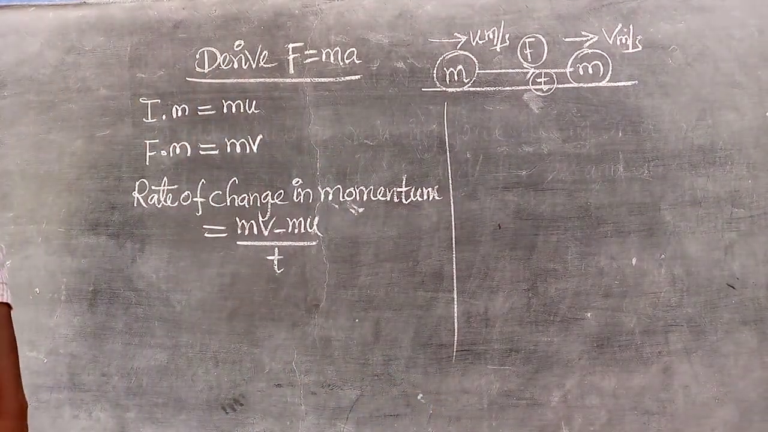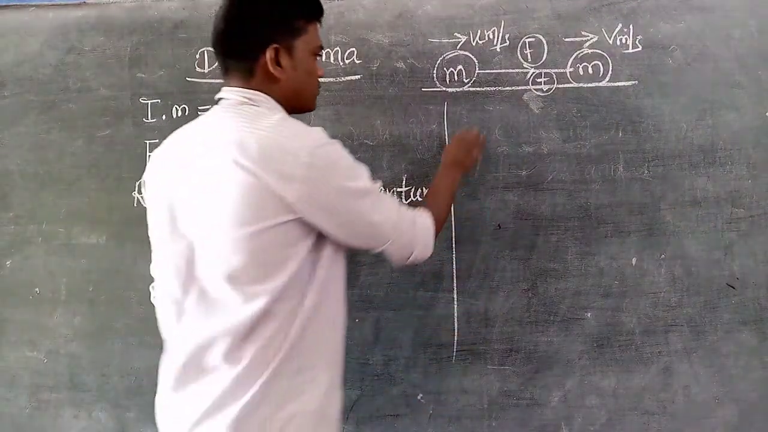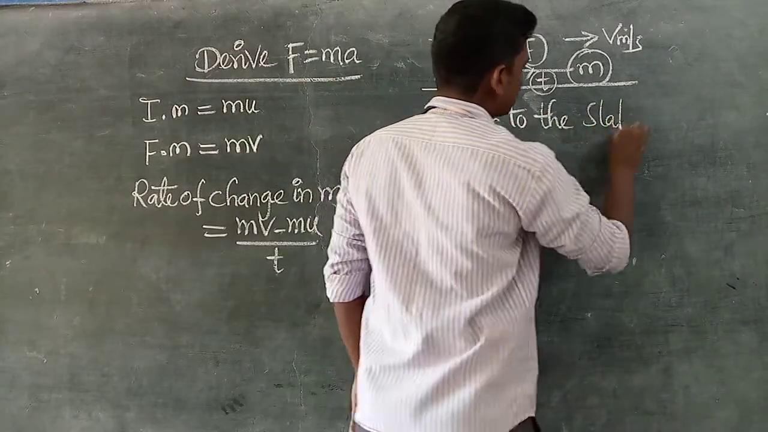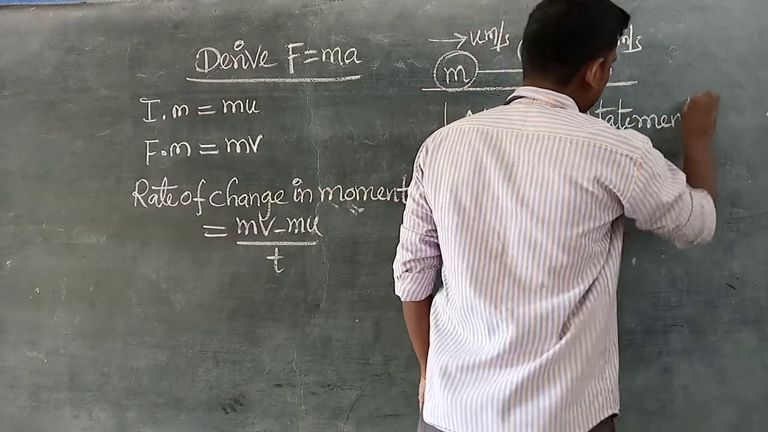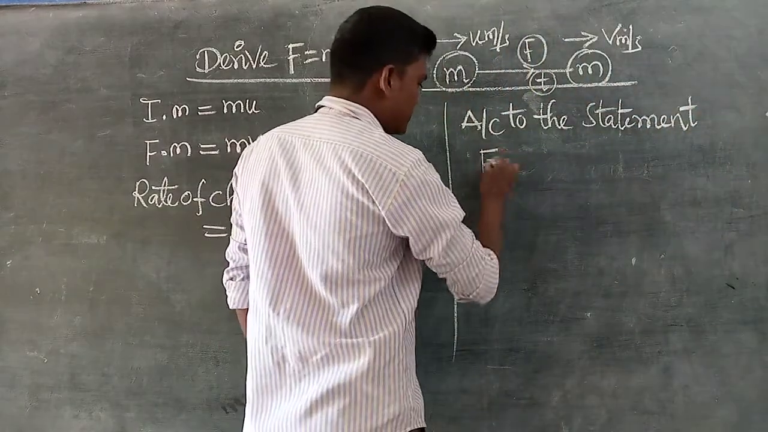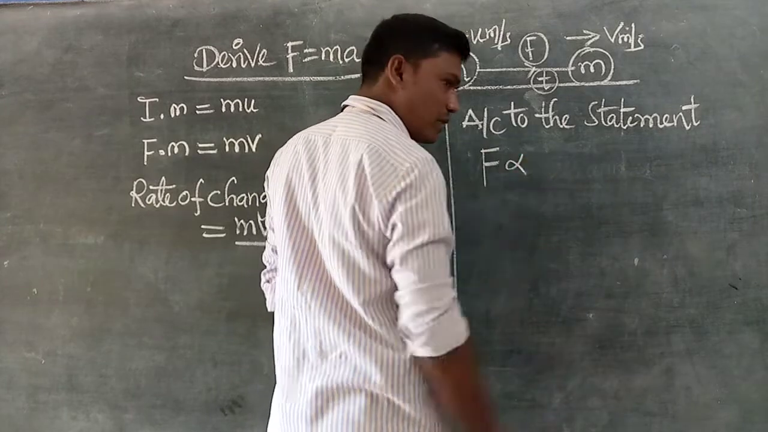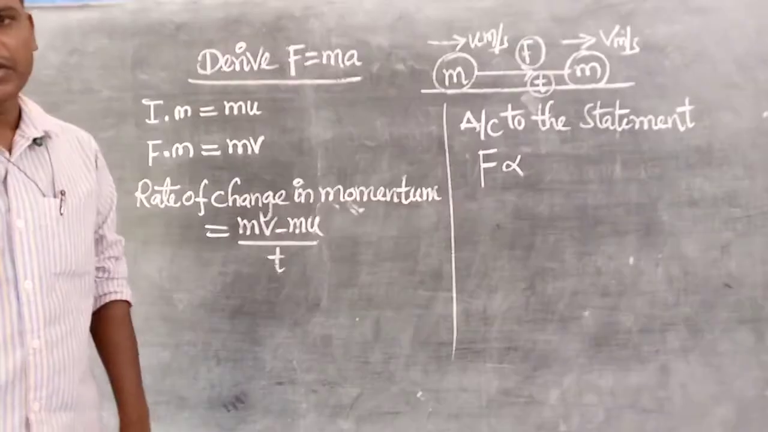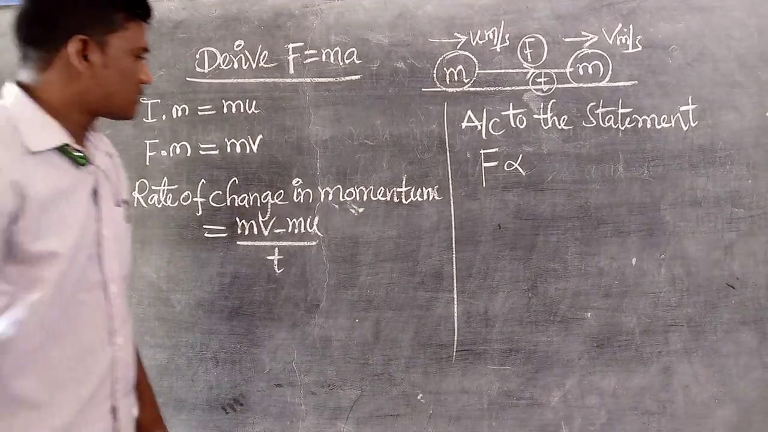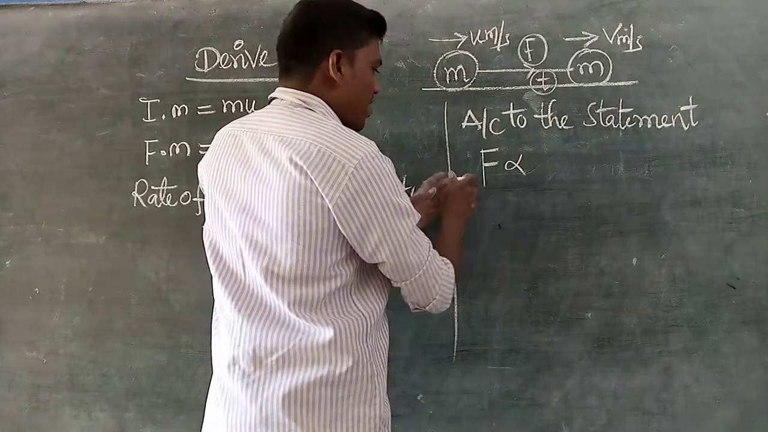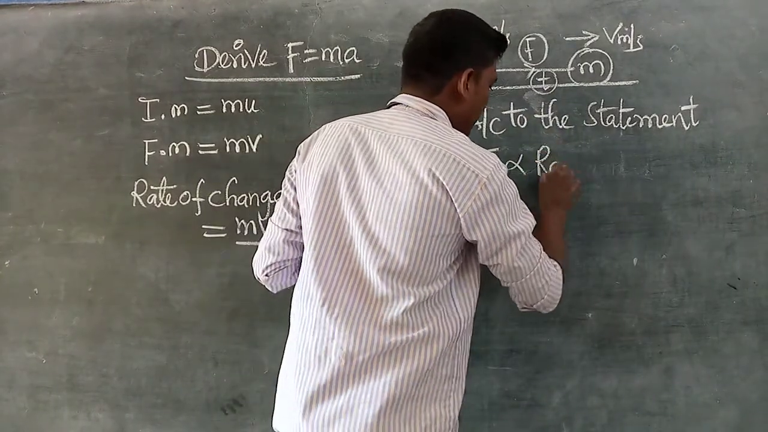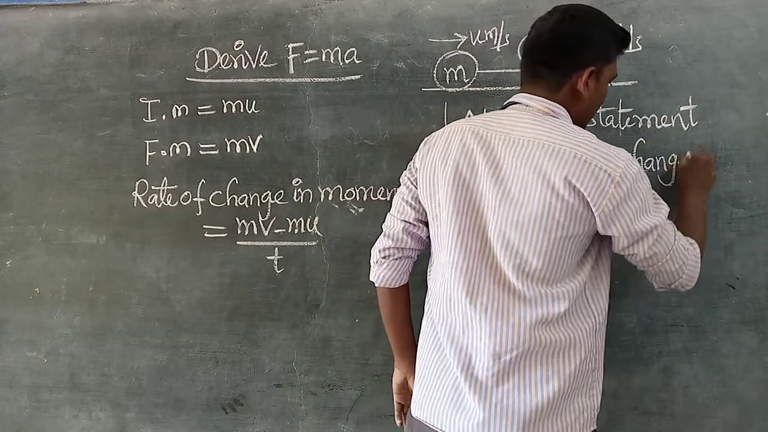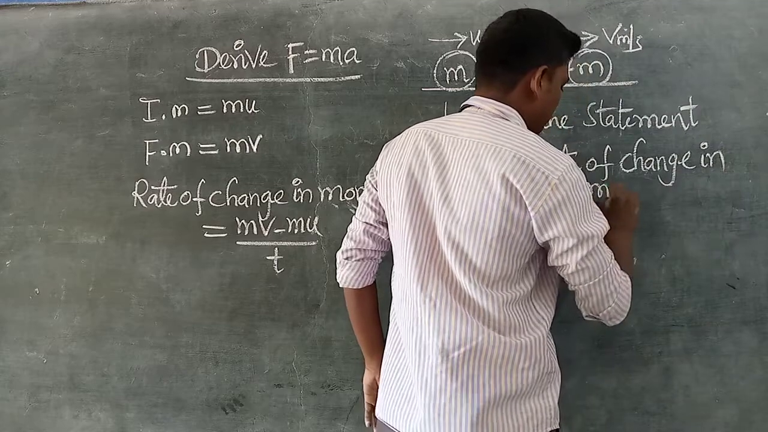Now, according to the statement of Newton's second law, F is directly proportional to mass and acceleration. You know that. Okay, now here, according to the statement, F is directly proportional to the rate of change in momentum.